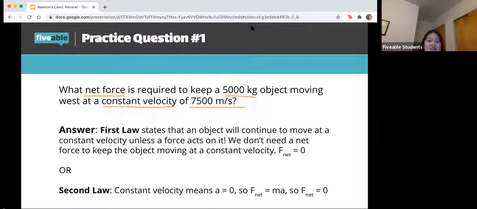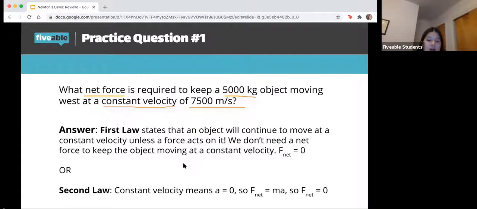So if you're trying to keep an object moving at a constant velocity, there are no unbalanced forces. Everything's still balanced if it's constant. Constant is a keyword. Everything is staying the same, so your net force will still be zero. Everything will be balanced. Or you can think of it with the second law. Constant velocity, this goes back to unit 1, kinematics. What is acceleration?